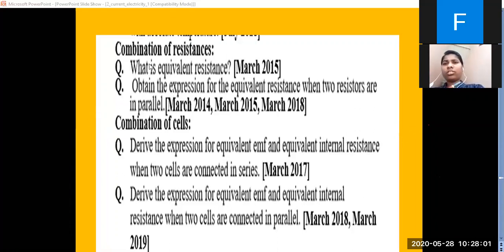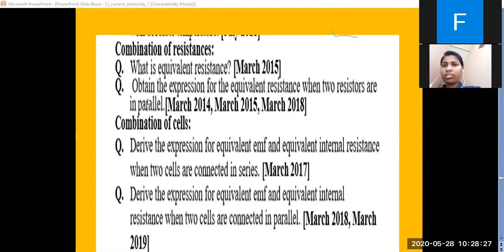See, what is an equivalent resistance? If they ask only that, it will be a 1-mark question. If they ask it together with this, it will be a 5-mark question. Equivalent resistance: a single resistance which produces the same effect as a combination of resistances is called the equivalent resistance. Obtain an expression for equivalent resistance when two resistors are connected in parallel.